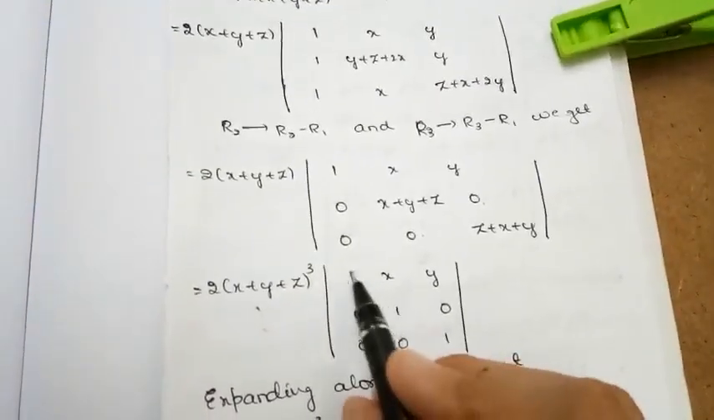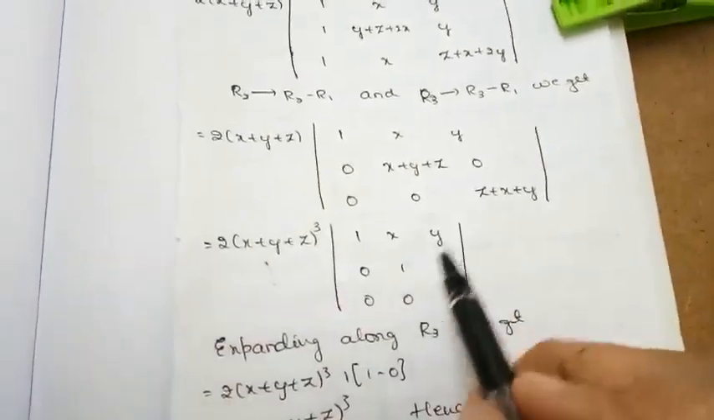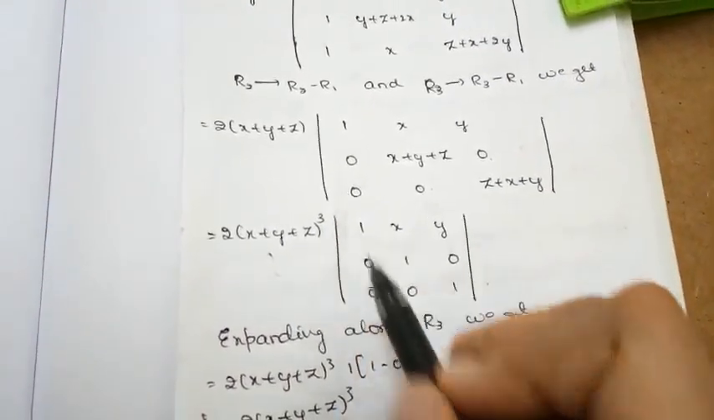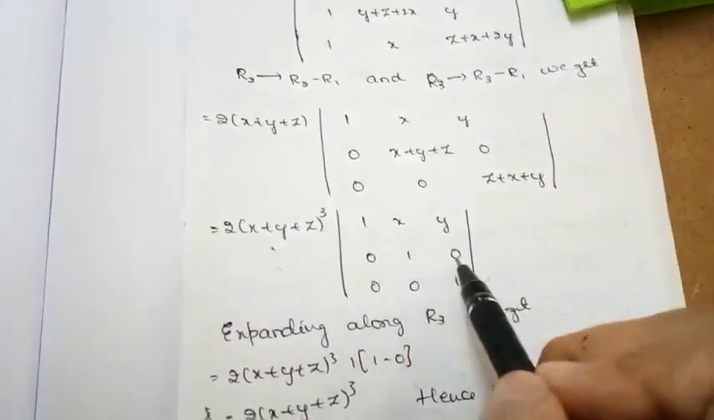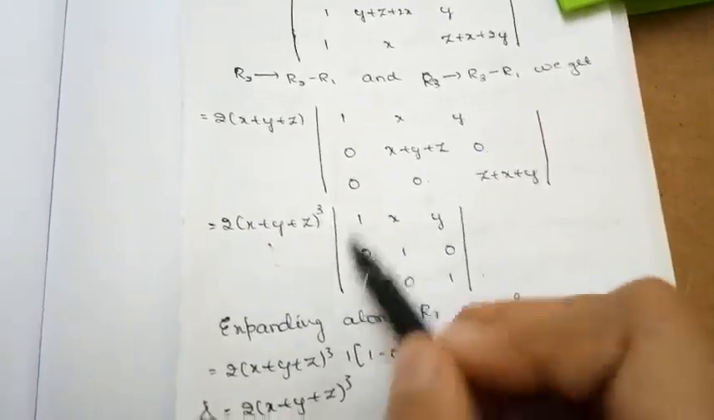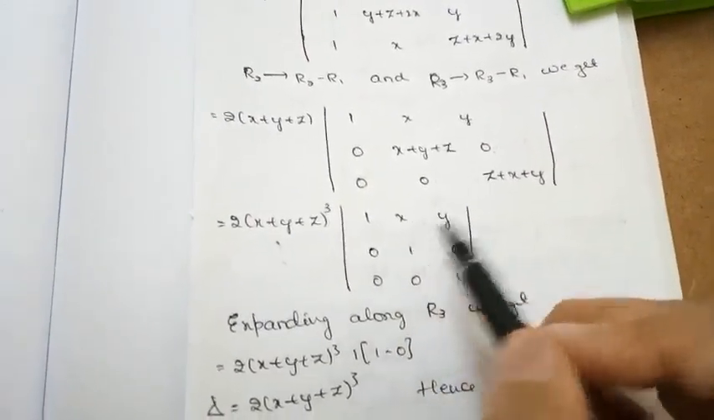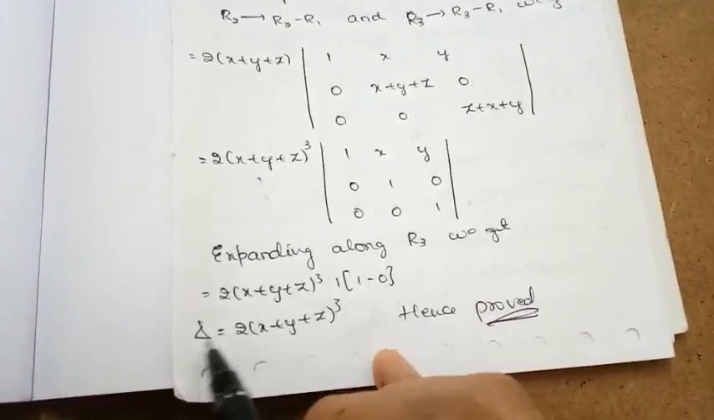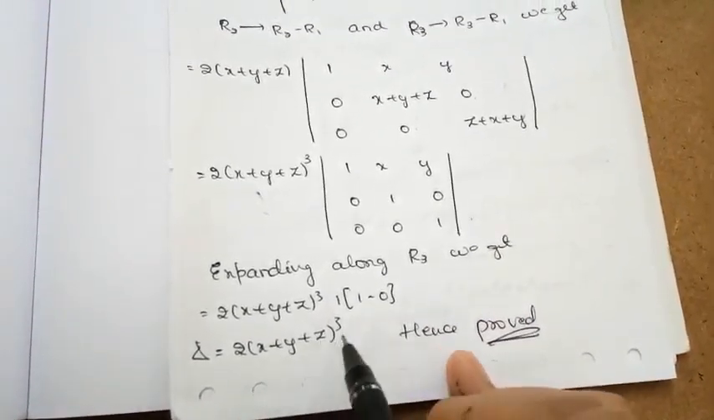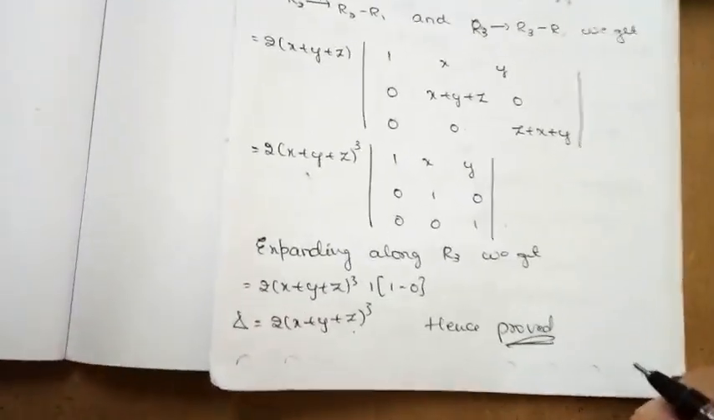Now I am expanding it along row 3 or column 1, any one as you choose. So here I have expanded along row 3. So deleting this row and this column, what is remaining? Row 3 means this one and this one, not this one. So this row and this column, 1 minus 1 into 1, 1, x into 0, 0. So 1 minus 0, that is nothing but 1. So delta is equal to 2 times x plus y plus z whole cube. This is what we required in the RHS, hence proved.